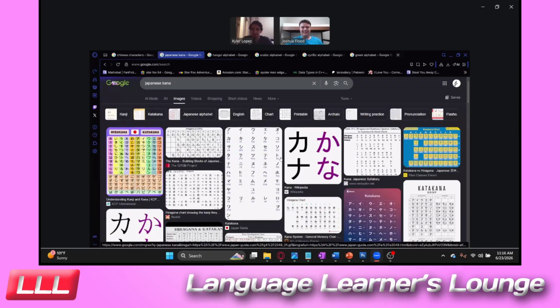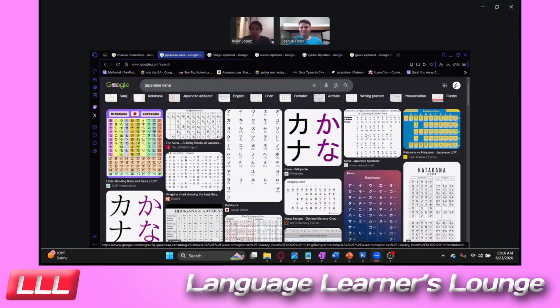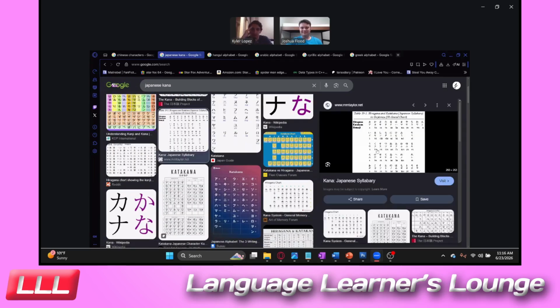Yeah, that. I mean, here's my thing with Japanese kana. I'm able... where's my brain going? I have no idea. Okay, I think I know what I'm trying to say now.